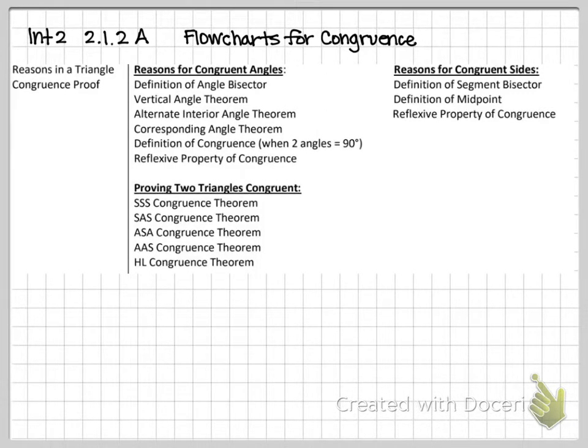Okay, here are the notes for integrated 2.1.2. I'm going to split it in two parts. So this is part A: flowcharts for congruence. If we take a look at just the first sheet here, the majority of this is actually going to come from the framework of notes. I think I picked one question out of the book that I thought was good for us to go over.